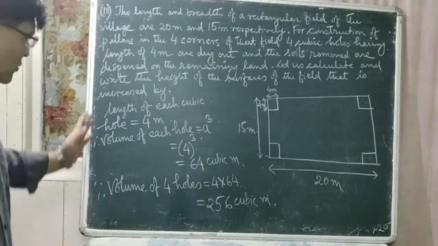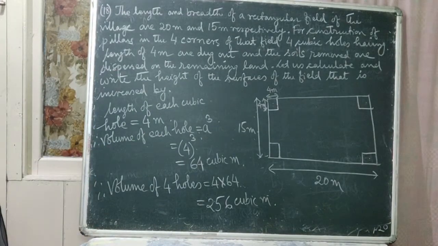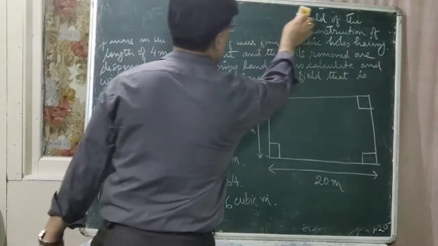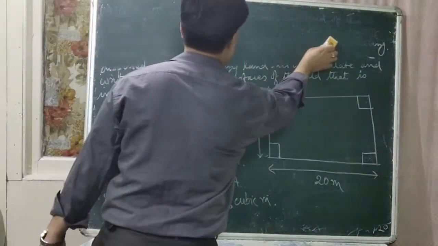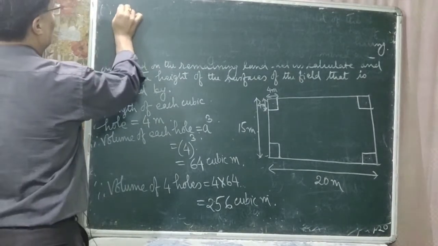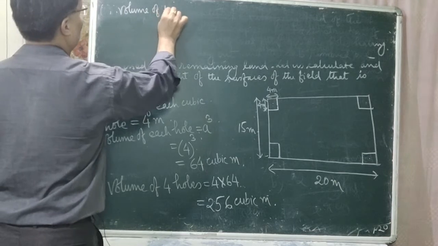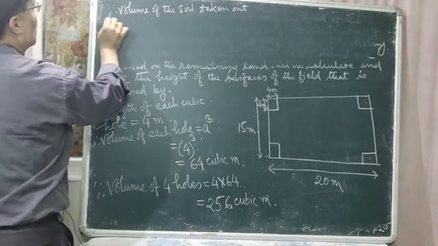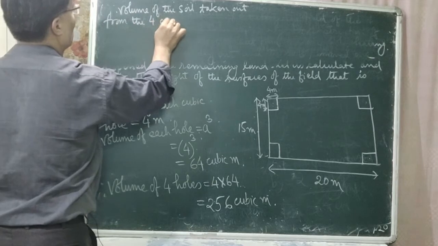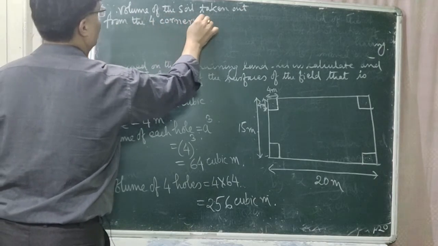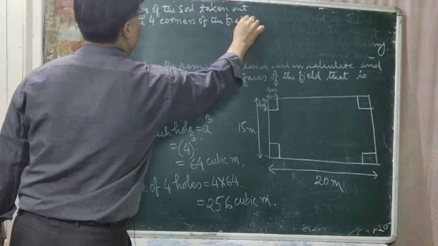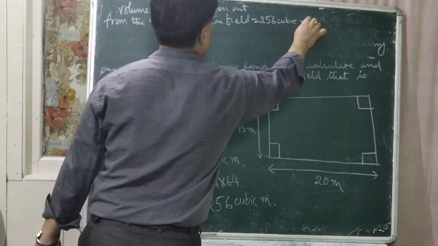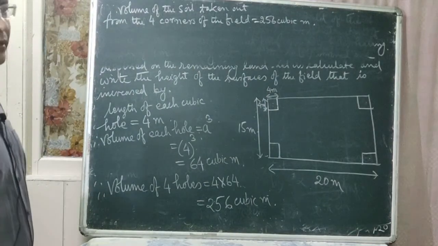Is that clear to all of you? So you can copy it. So now therefore volume of soil taken out from the four corners of the field is equal to, how much is that? 256. It is 256 cubic meter.